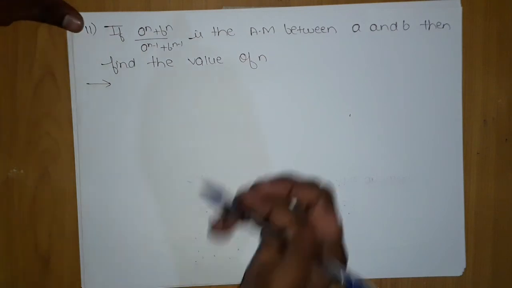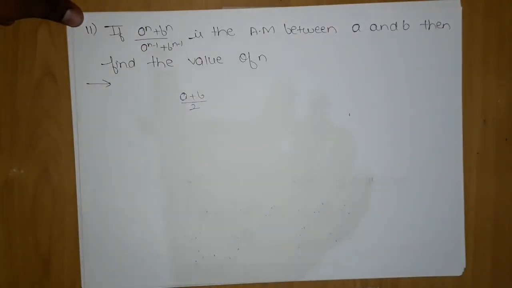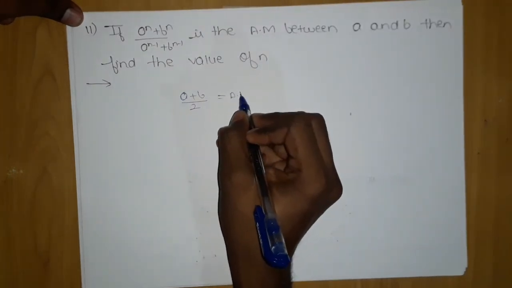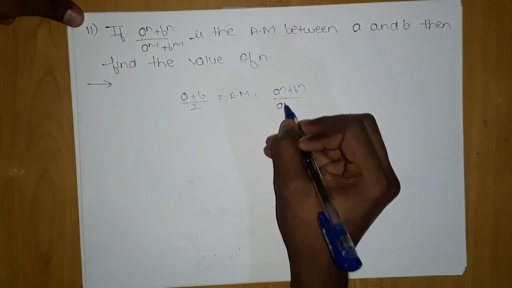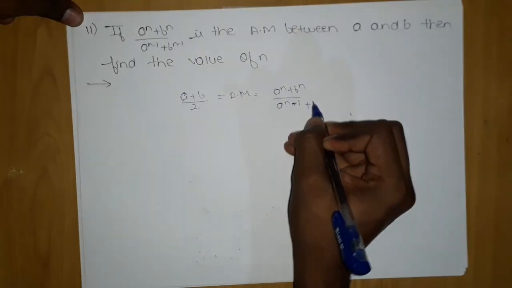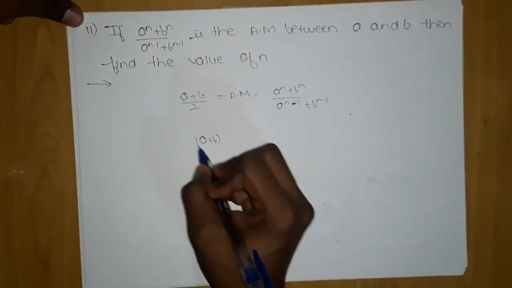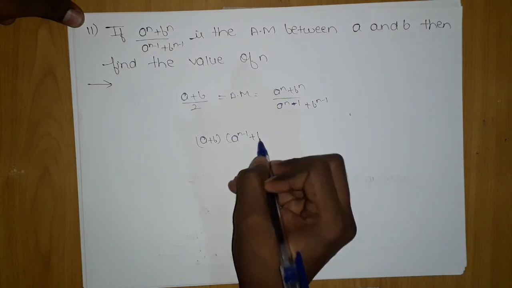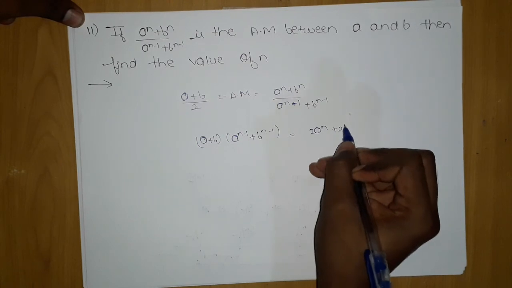We want to find the value of n, so the AM value can be equal to (a+b)/2, because we know the extreme terms, the first term and the last term, form the sum, and divided by the number of terms gives me the AM. But they have told the AM is equal to (a^n + b^n)/(a^(n-1) + b^(n-1)). So these two should be equal. So (a + b) into (a^(n-1) + b^(n-1)) should be equal to 2a^n + 2b^n.